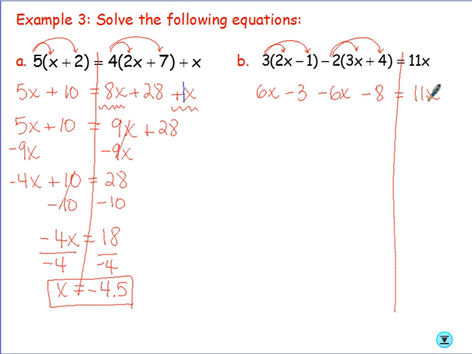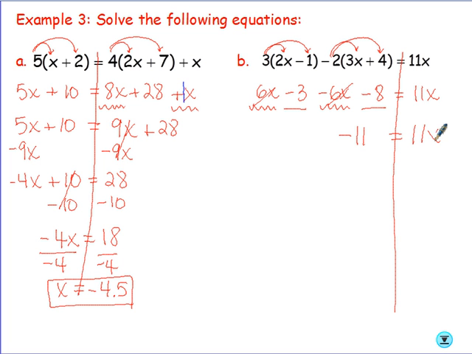Now we're looking for like terms. So on the left side, we have several like terms. We have 6x and negative 6x. Well, 6 take away 6 leaves us with 0. So these essentially cancel. We also have two whole numbers. Negative 3 and negative 8 are both whole numbers. We add them both together. Negative 3 plus negative 8 is negative 11.